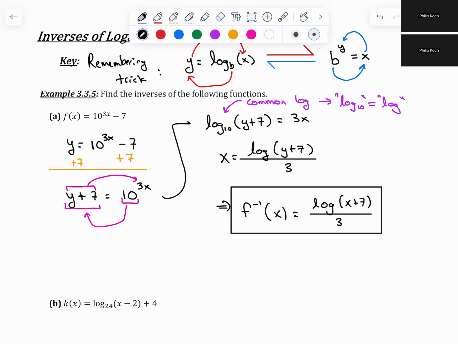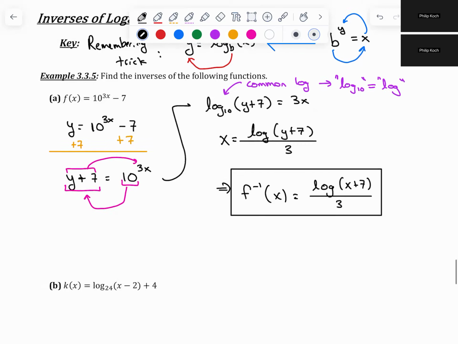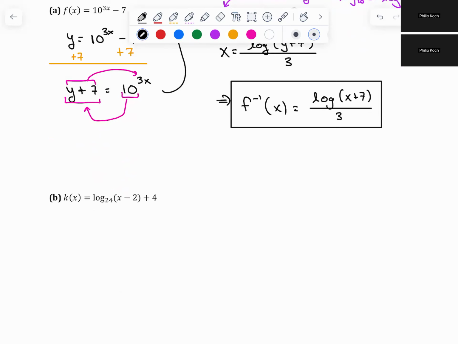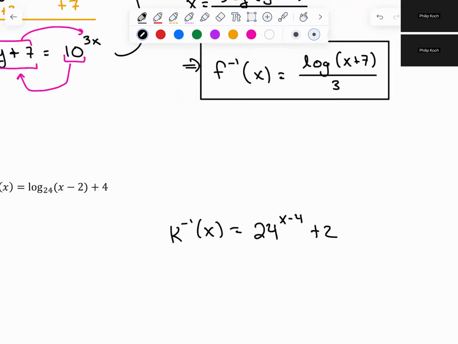We'll go over that one again and go over part B tomorrow. If you want to try that one on your own time, the answer is that k inverse of x is equal to 24 to the x minus 4 plus 2. You can take a picture of that if you want, but we'll go over it next time.